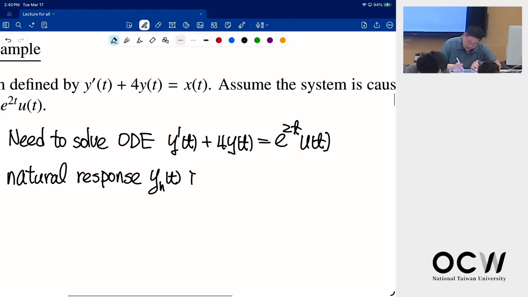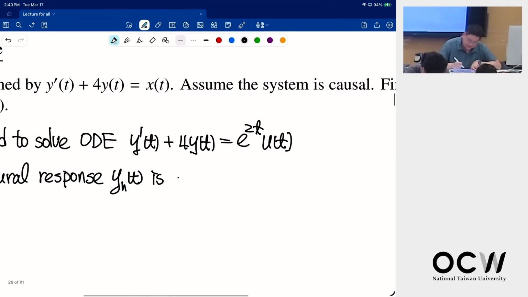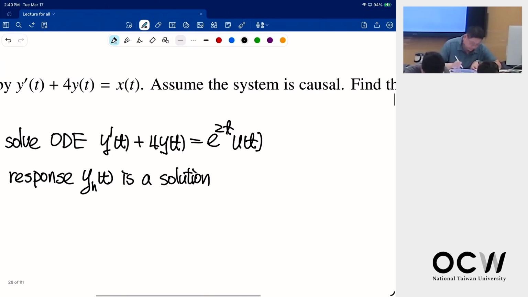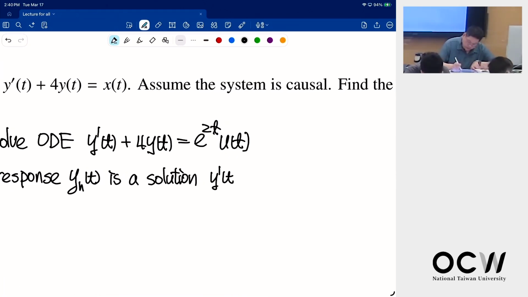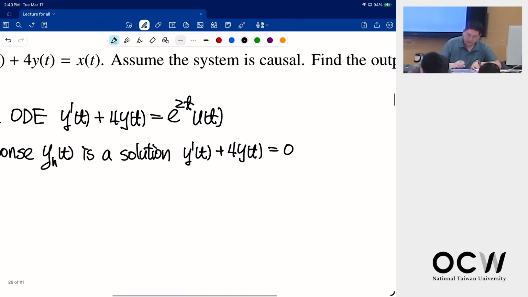The homogeneous solution is also called the natural response. So for the natural response, that is a solution of y prime plus 4y equals 0. You should get y is a constant C times e to the minus 4t.